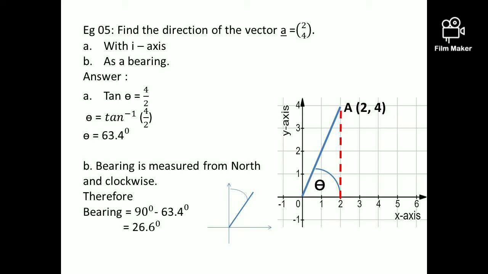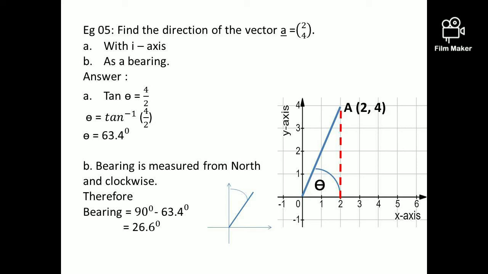The adjacent is the length along the x-axis. Therefore, you can work out tan theta is equal to opposite upon adjacent, that is 4 over 2. With that, you will obtain the angle as 63.4. So that is the answer for part A. That means if you want to find the angle with the y-axis, the answer would be 63.4.